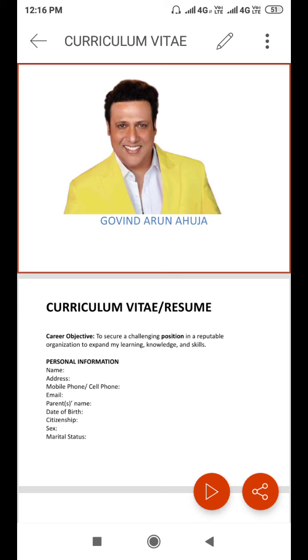Today we are going to talk on the topic curriculum vitae or resume or biodata. We'll talk about its importance. First, I would like to show you what to mention, what are the components that are to be included.